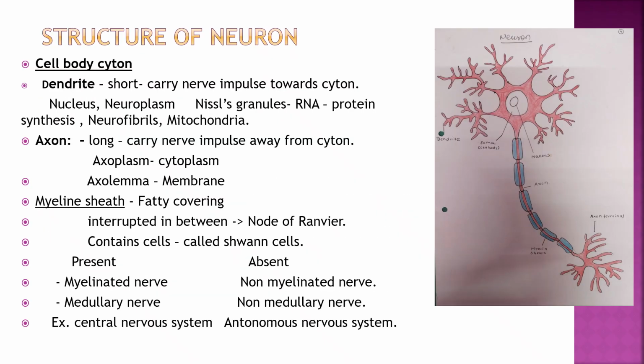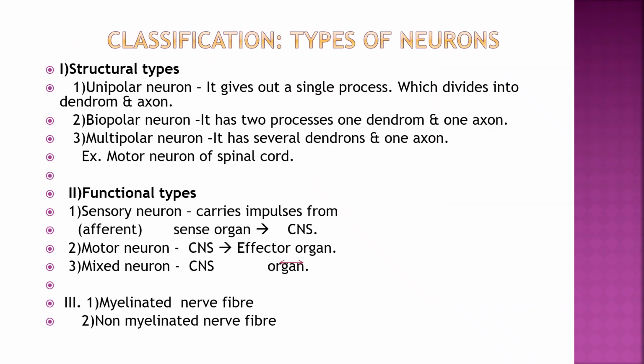So here also you can see cell body, then short fibers are dendrites, and then long fiber is axon, and the cytoplasm present in axon is axoplasm, and the membrane is called as axolemma, and the myelin sheath, that is fatty covering, is there. So the myelinated fibers are present in central nervous system, and non-myelinated fibers are present in autonomous nervous system. Now we will see classification of the neurons.